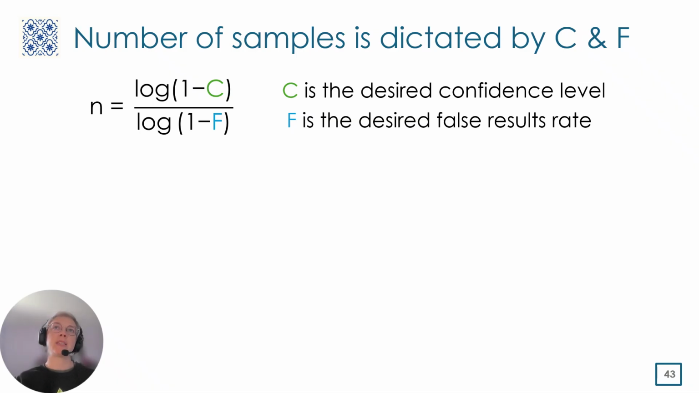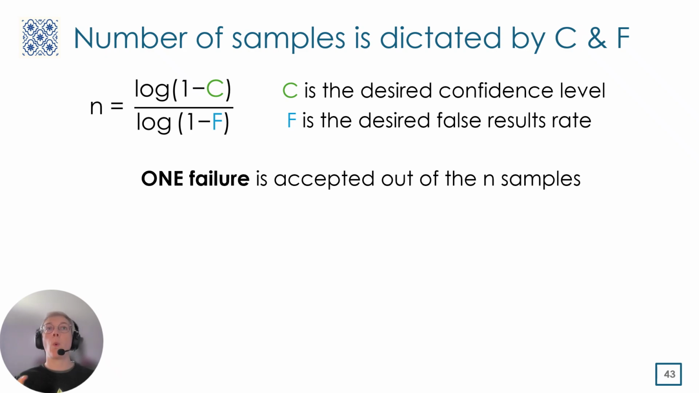And F is the desired false results rate, so false positive, false negatives. And let's say here I want a method that has no more than a 1% false positive, false negative rate, then F would be 0.01. And so I calculate my number of samples this way, and I am allowed one failure out of these N samples. Okay, one failure.